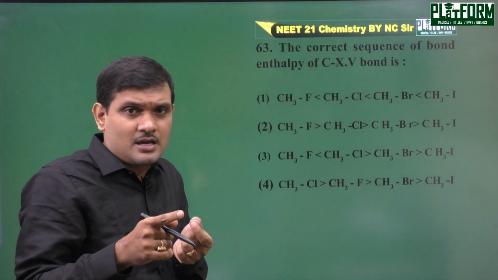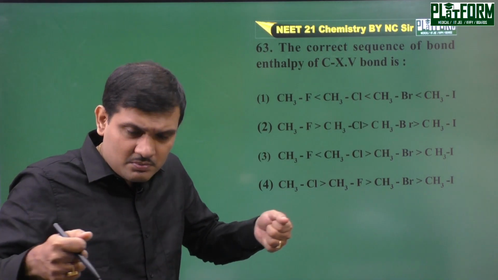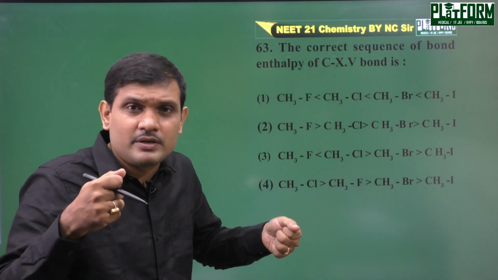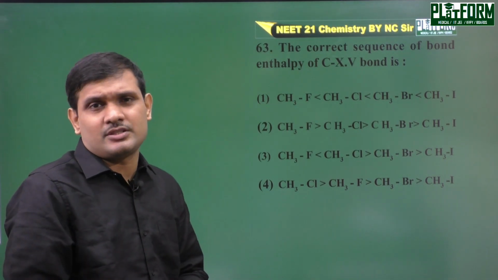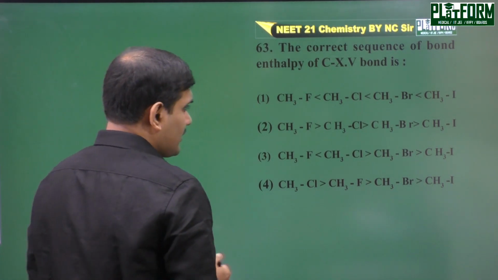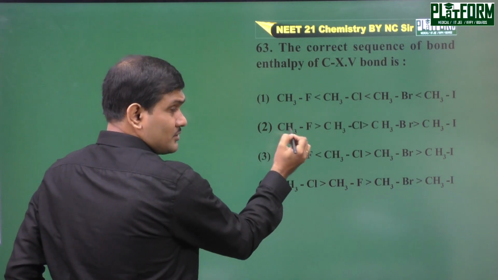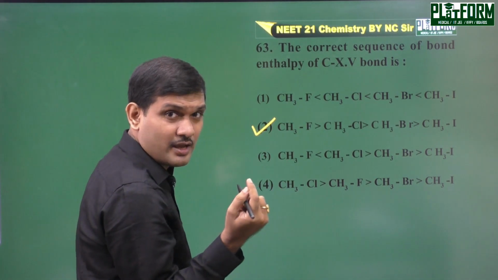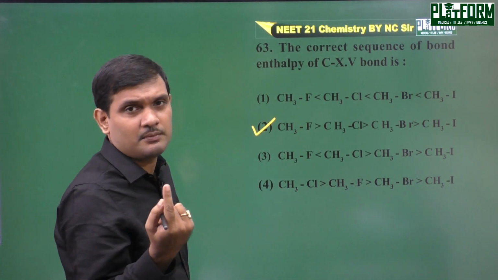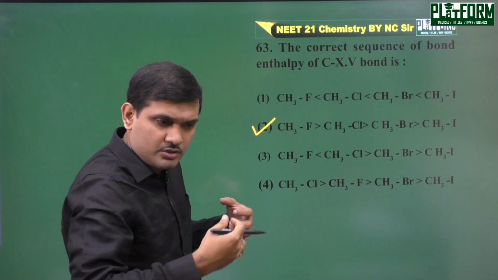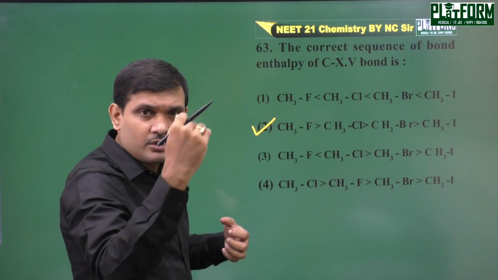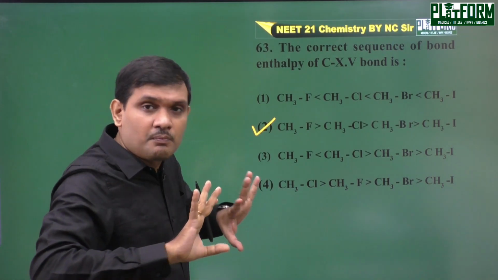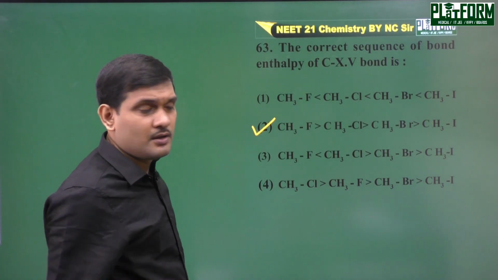C-Cl bond, then C-Br, then C-I. The C-I bond is much longer, and definitely we need relatively less energy to break this bond. So the correct option: CH3F will have the highest bond enthalpy, and CH3I will have the lowest bond enthalpy, because as we move from fluorine, chlorine, bromine, iodine, size increases, C-X bond length increases, bond weakens, so bond enthalpy value decreases.